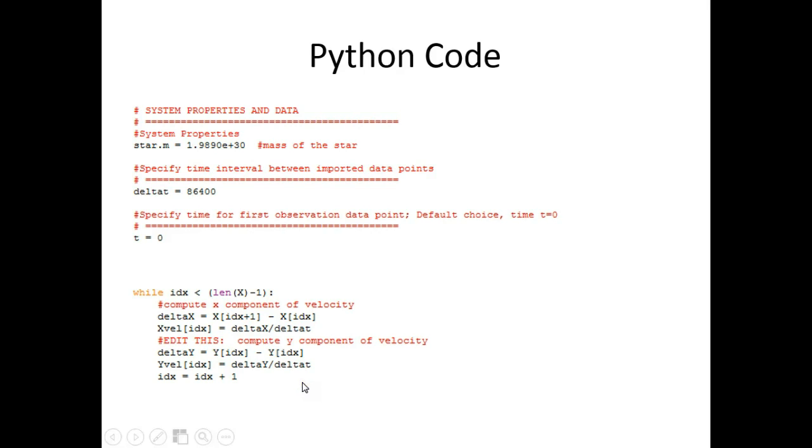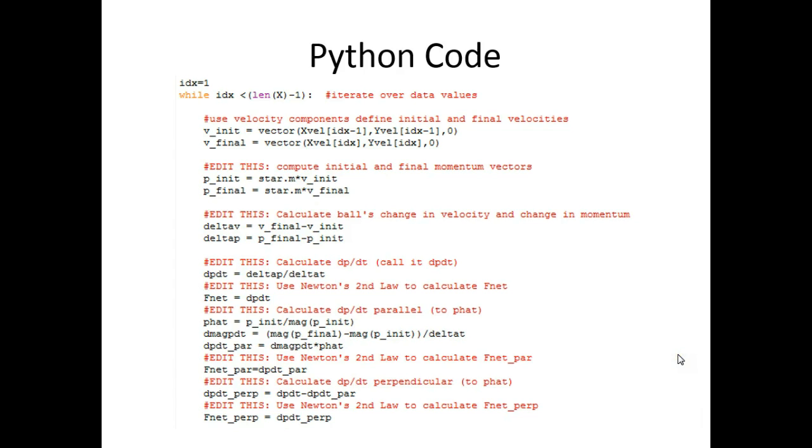In order to calculate velocity, we're going to take an index of the data given and say that the change in x is equal to the x value of the index plus 1, meaning the next one, minus the original value, and then say the x velocity at this index is going to be equal to delta x over delta t. We're going to do the same thing in the y position and then move index forward by saying index is equal to index plus 1.